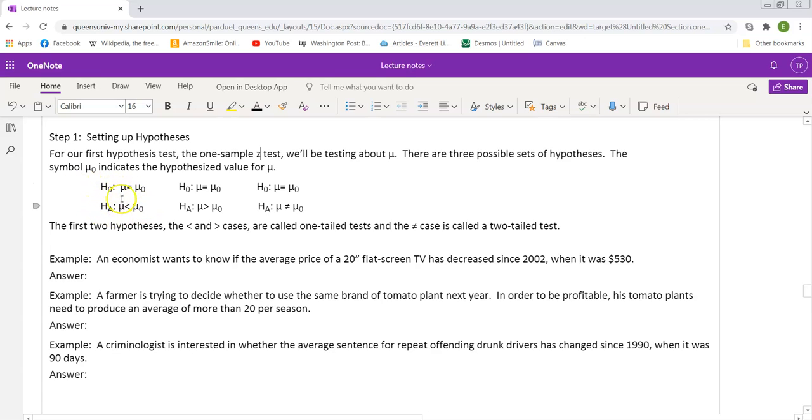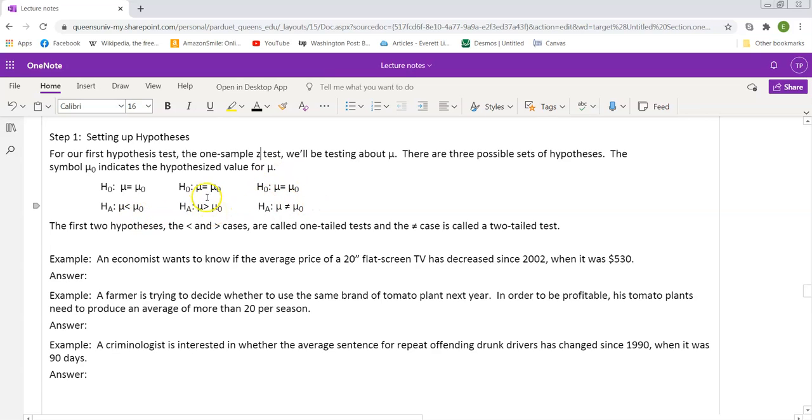So for the alternative hypothesis, we could be looking to test whether mu is less than some given value, whether mu is greater than some given value, or whether mu is not equal to some given value. So those are all our 3 possible alternative hypotheses. Now for the null hypothesis, if you notice here, the opposite of not equal to is equal to. So that's our null hypothesis there.